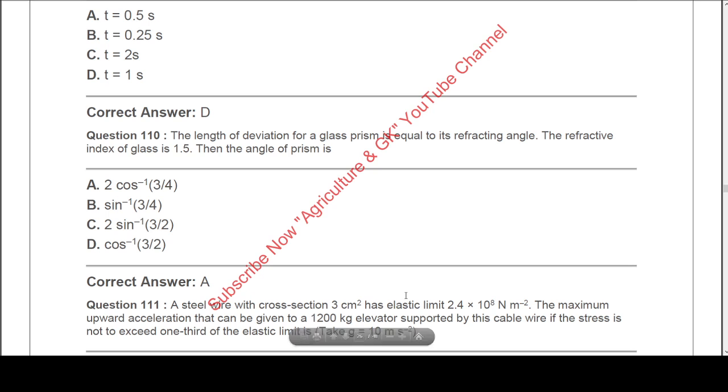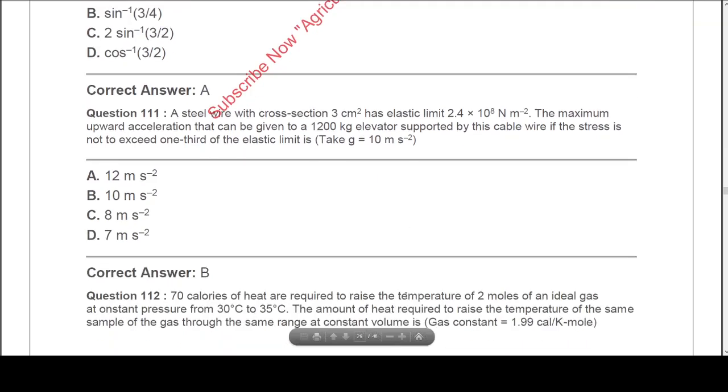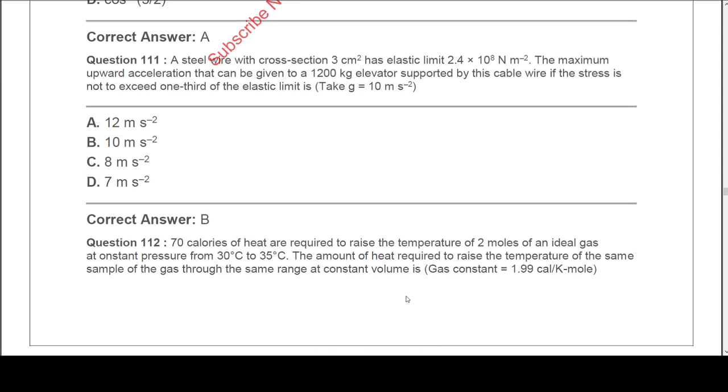The angle of deviation from the glass prism is equal to its refracting angle. The refractive index of the glass is 1.5. Then the angle of the prism is option A, 2 cos inverse 3 by 4. A steel wire with cross section 3 cm square has elastic limit 2.4 into 10 power 8 newton per meter square. The maximum upward acceleration that can be given to a 1200 kg elevator supported by its cable wire if the stress is not to exceed 1/3 of the elastic limit is option B, 10 meter per second square.